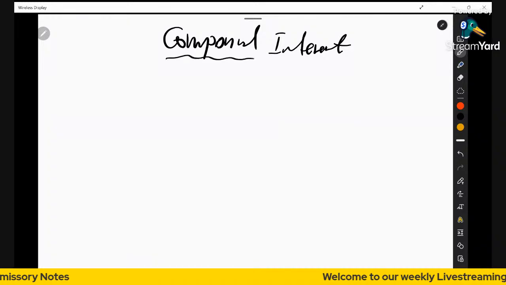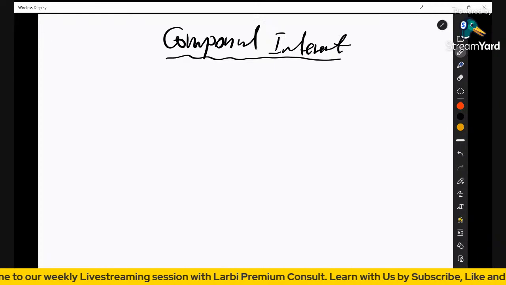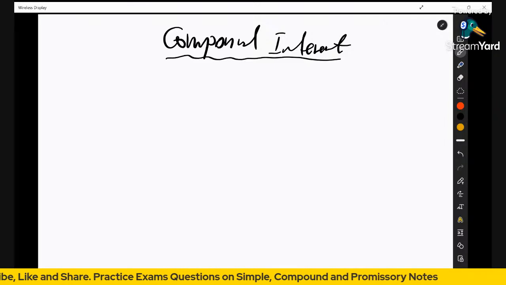So let's talk about compound interest. We just discussed simple interest. We said simple interest is an interest computed once on the principal, irrespective of the number of years under consideration. But when it comes to compound interest, it's the opposite. Here, interests are computed on interest. So we call it interest upon interest.